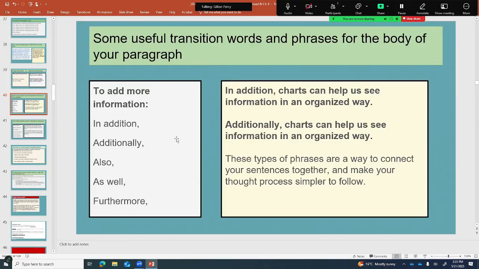Some useful transition words or phrases for the body of your paragraph are things like in addition, additionally, also, as well, furthermore. Charts, so here's an example. In addition, charts can help us see information in an organized way. Additionally, charts can help us see information in an organized way. This is just a way to make your writing sound smoother.